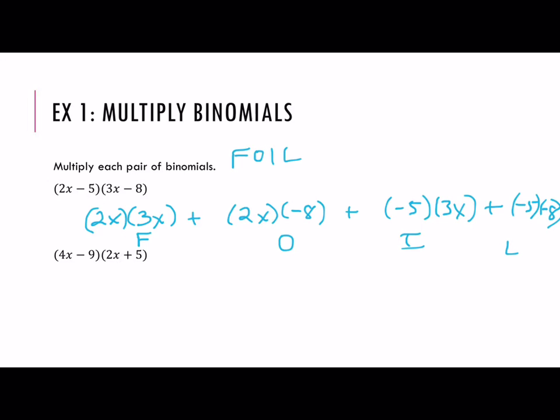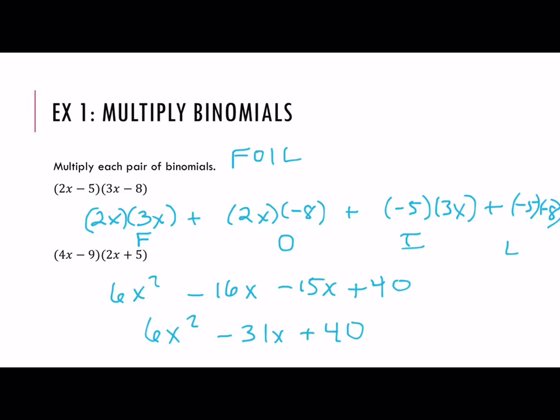Okay, so you would end up with 6x squared minus 16x minus 15x plus 40. And then finally you would combine the two like terms in the middle to get 6x squared minus 31x plus 40. All right, and then you would do something similar for this second problem if you want an extra one to practice.